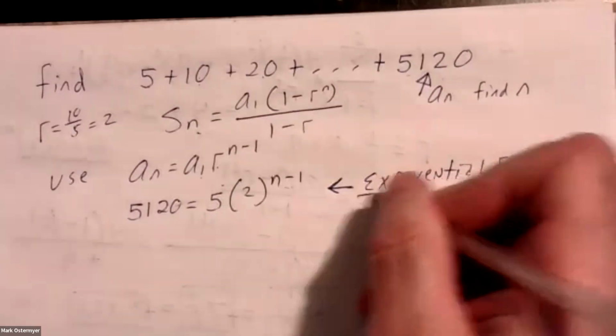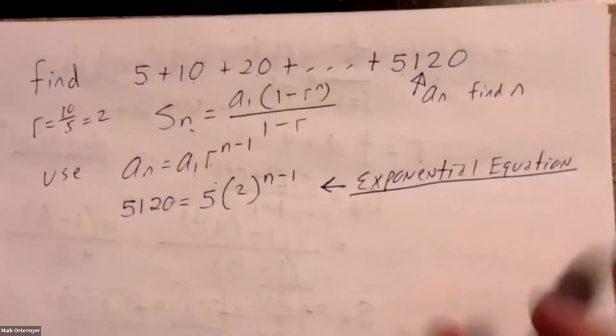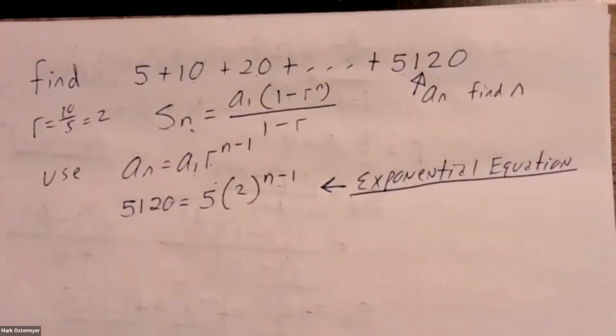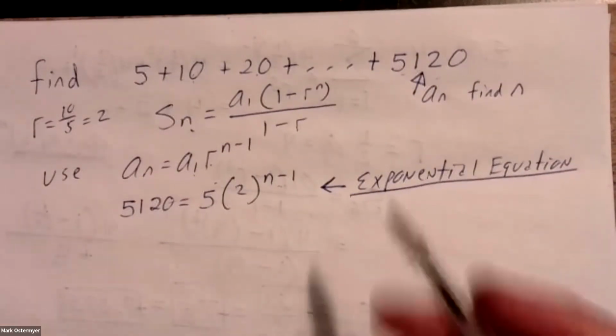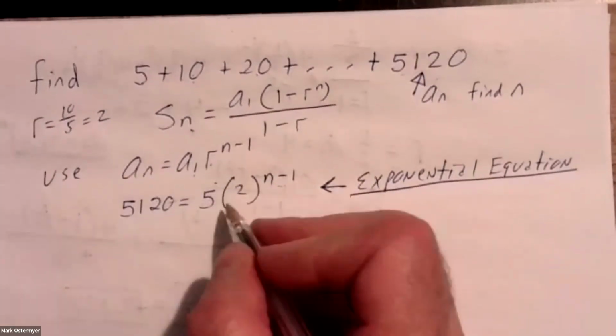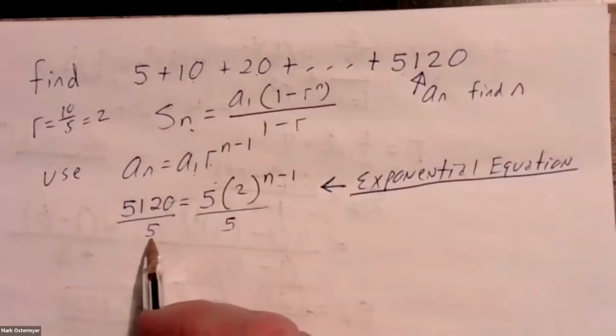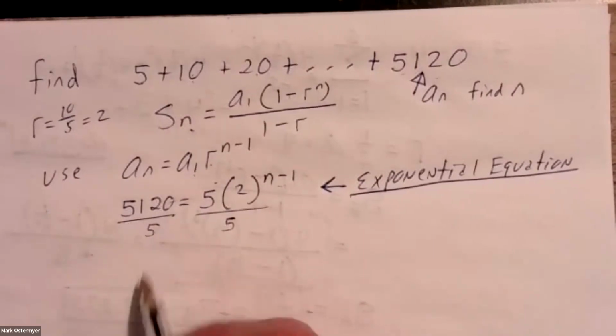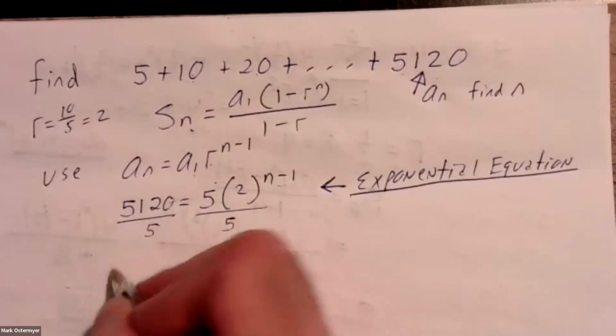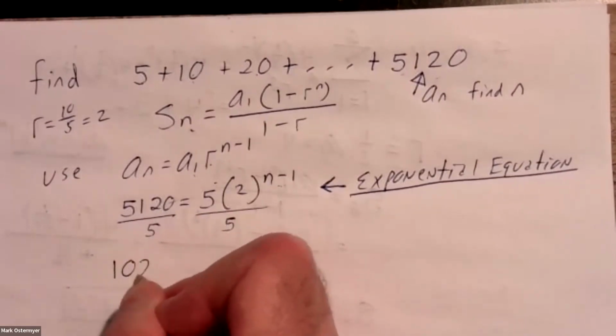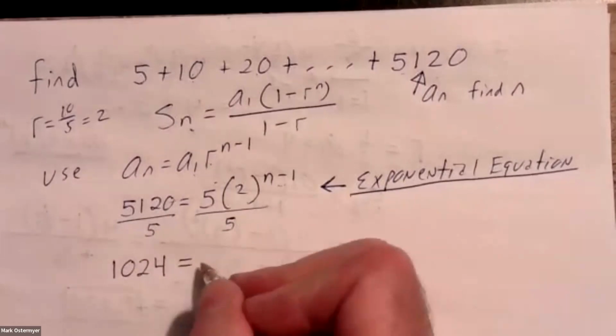Now, ladies and gentlemen, if you came through the ranks of intermediate algebra here at Montgomery College, you should have been exposed to solving exponential equations. That is one of the chapters covered in intermediate algebra, along with logarithms. So how would we solve for n here? Well, first I'm going to isolate this base 2 raised to this power by dividing both sides of this equation by 5. How many times does 5 go into 5,120? I think it's 1,024.